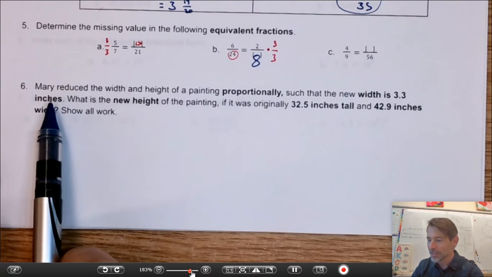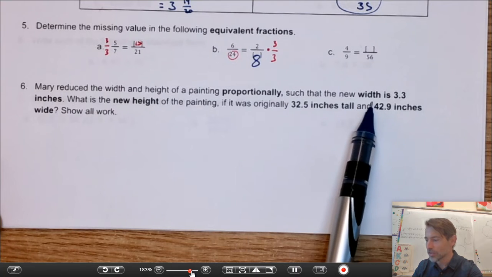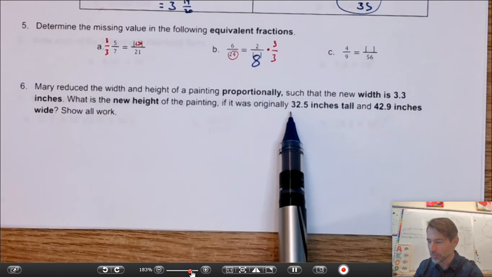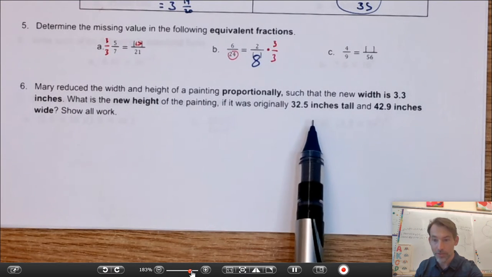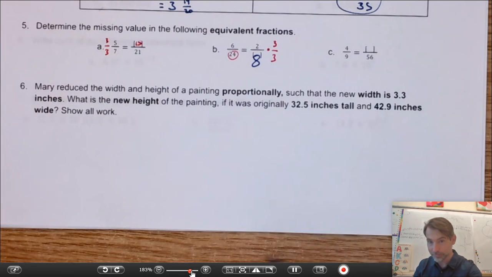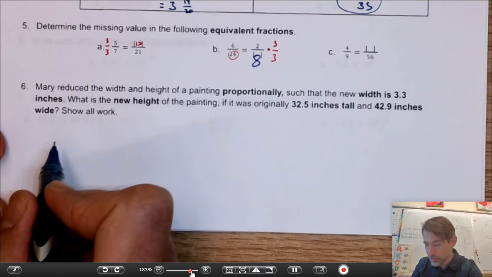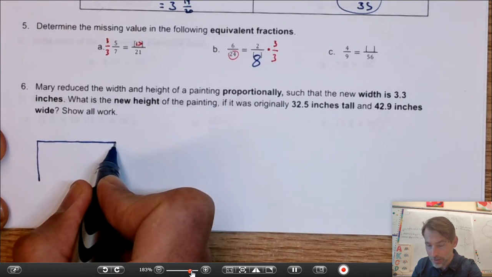All right, so let's see. Mary reduced the width and height of a painting proportionally, such that the new width is 3.3 inches. What's the new height of the painting if it was originally this many tall and that many inches wide? Okay, so let's draw the original painting. 32.5 inches tall and 42.9 inches wide. So here, it's a little bit wider than it is tall.